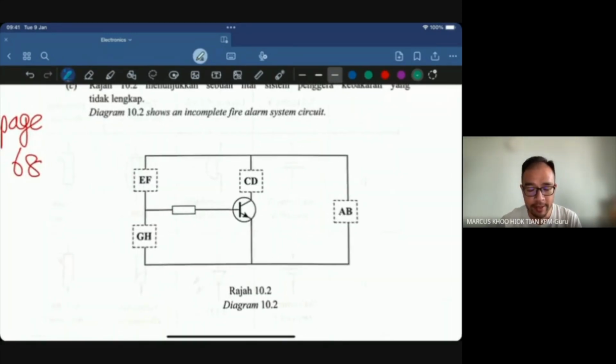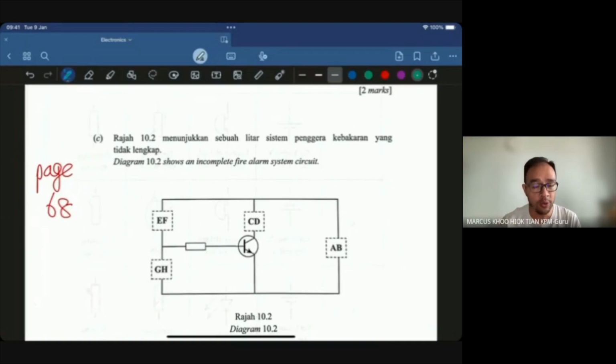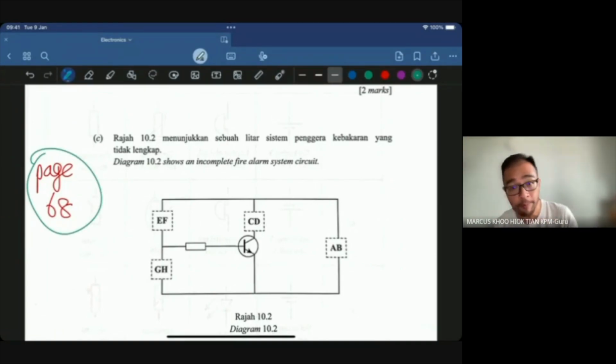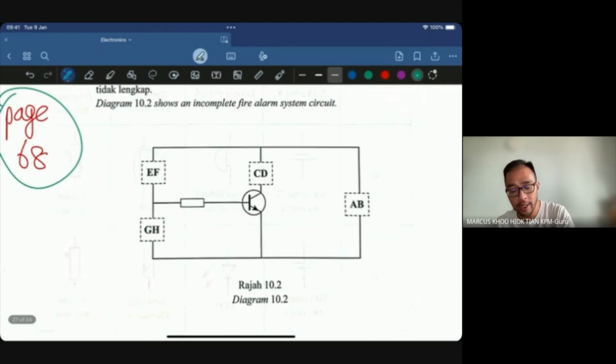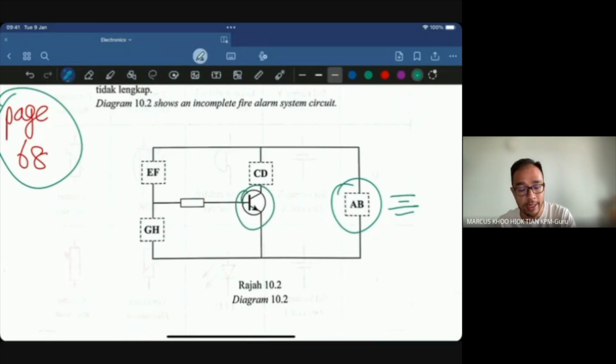Fire alarm system circuit. We have the fire alarm situation again. Again, this is from page 68 in your black book. At this point I hope you know what to put here. AB should be a battery, I guess, connected in forward bias to the transistor. Okay, the problem is now fire alarm.